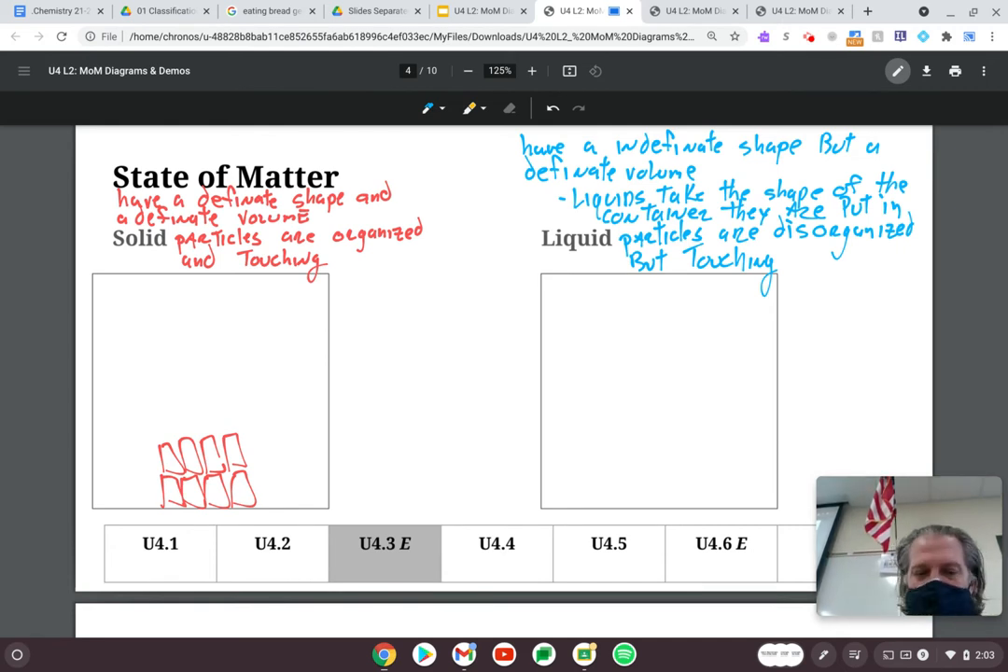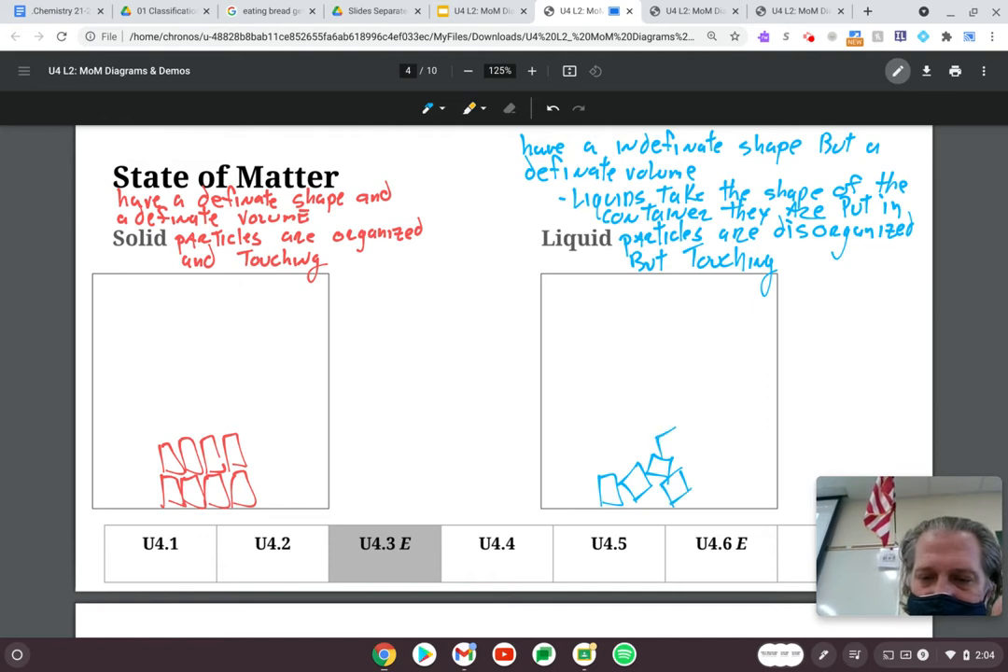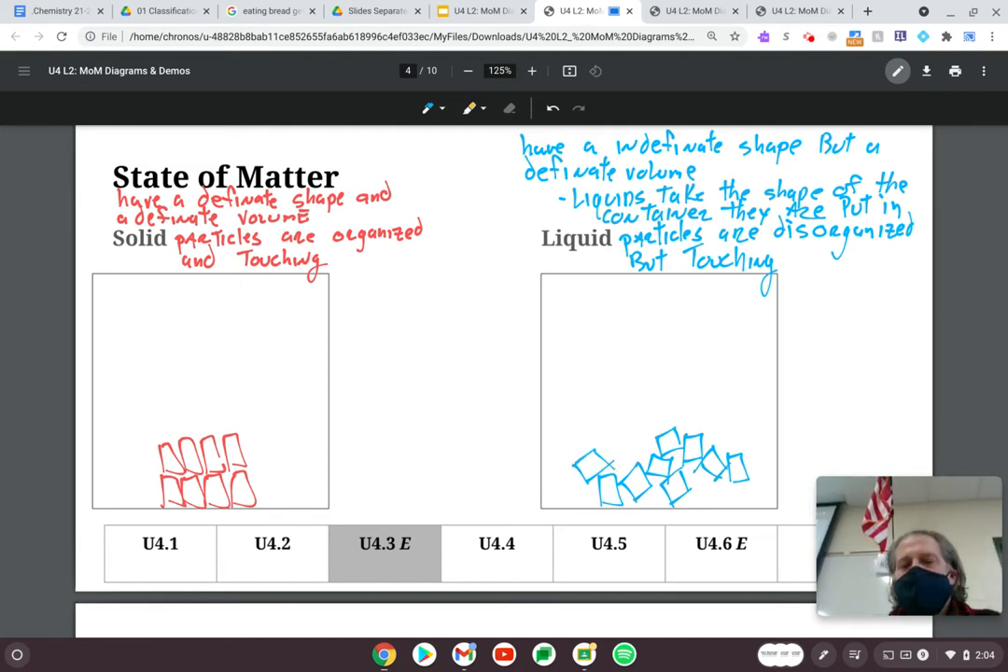When I draw liquid particles, I'm going to draw the same number of particles in all of these boxes, because in my head I'm imagining I'm working with the same substance in the different states of matter. So I might see something that looks like this. Note that I drew, well, maybe I drew too many. 1, 2, 3, 4, 5, 6, 7, 8, 9. I drew 9. That's not okay. I'm going to get rid of this one over here. Okay, so I drew 8 shapes. Note that there is no real rhyme or reason to how they are. They are disorganized, but they are still touching. That's what a liquid would look like.